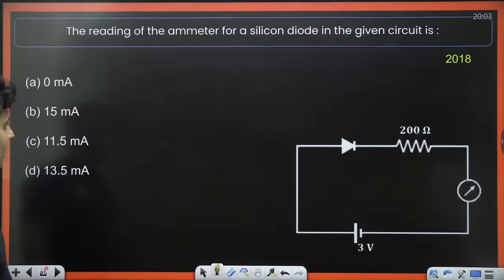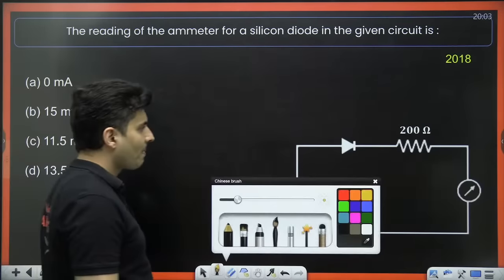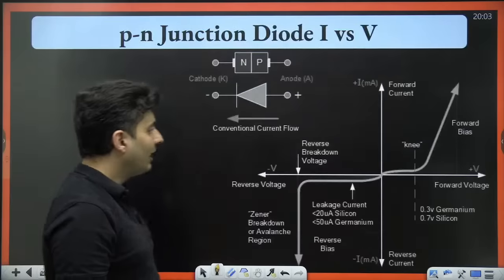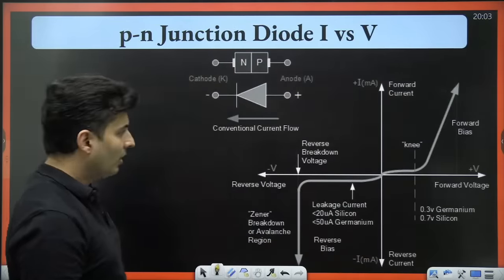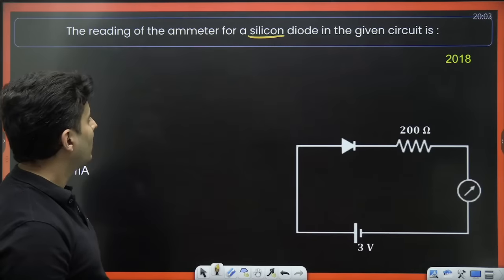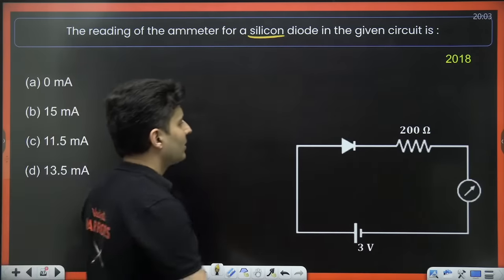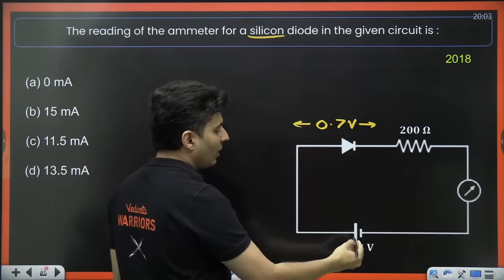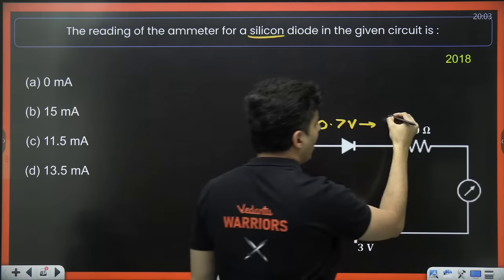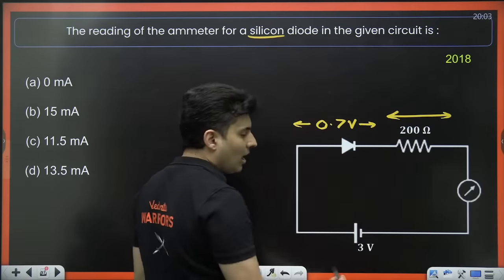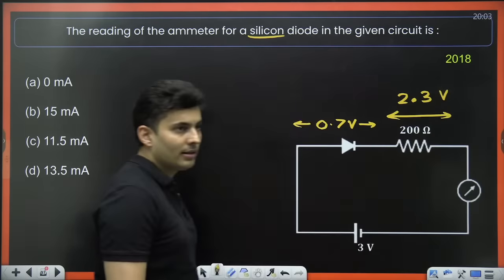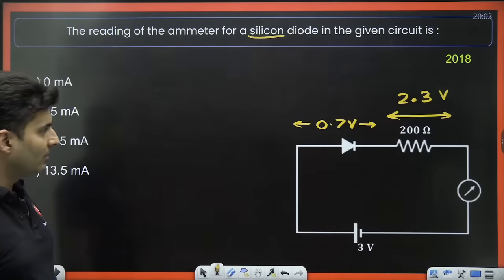Cool. So let's have a look at some questions. The reading of the ammeter of a silicon diode in the given circuit is? It's a silicon diode. Silicon, remember, will have a knee voltage of 0.7 volts. So out of 3 volts, 0.7 volts is dropped. How much will be remaining? 2.3 volts will be remaining over here. Everybody with me?